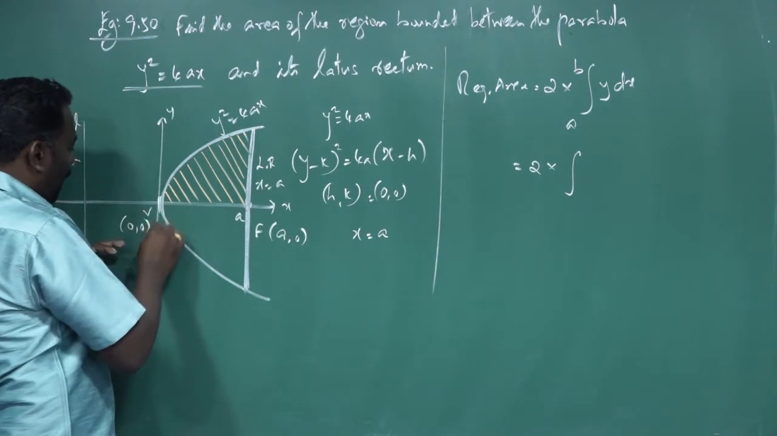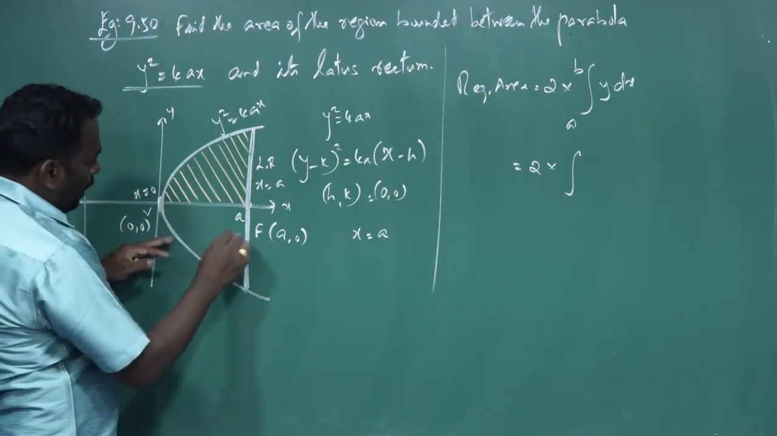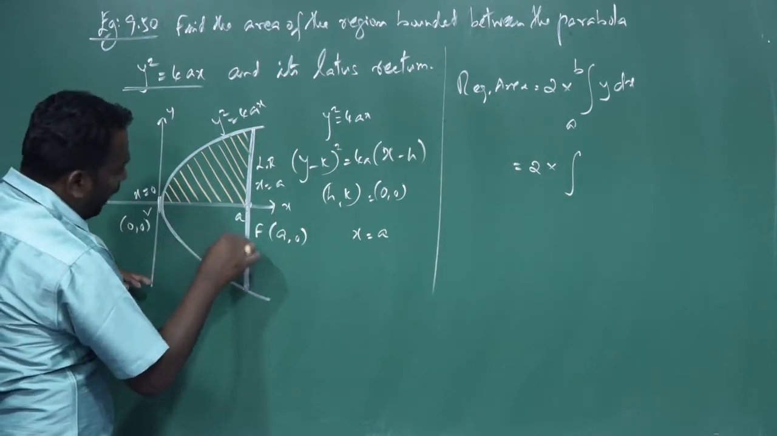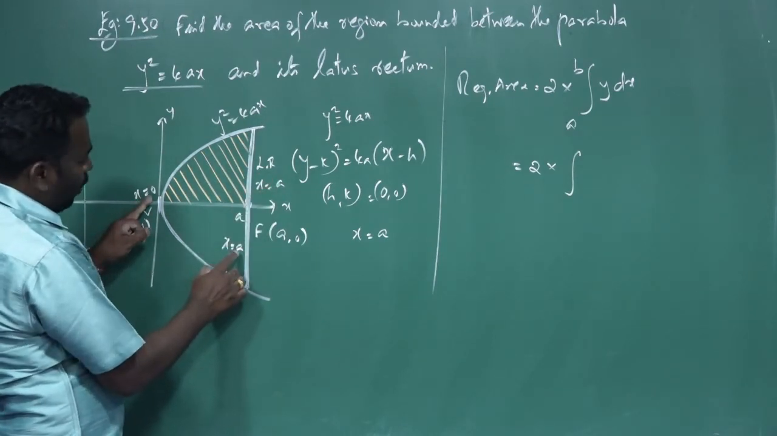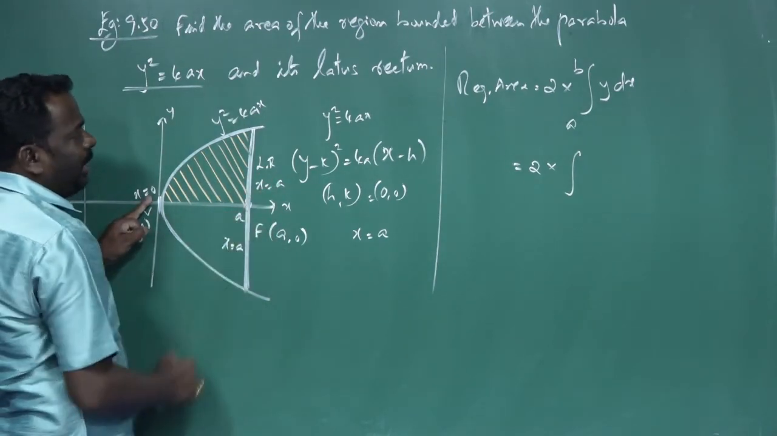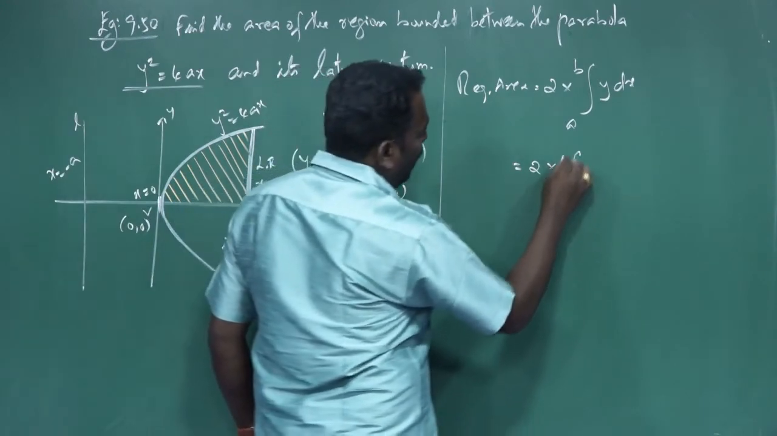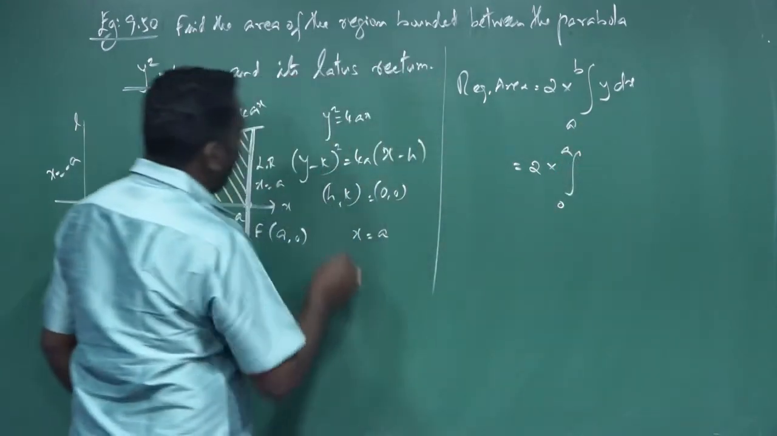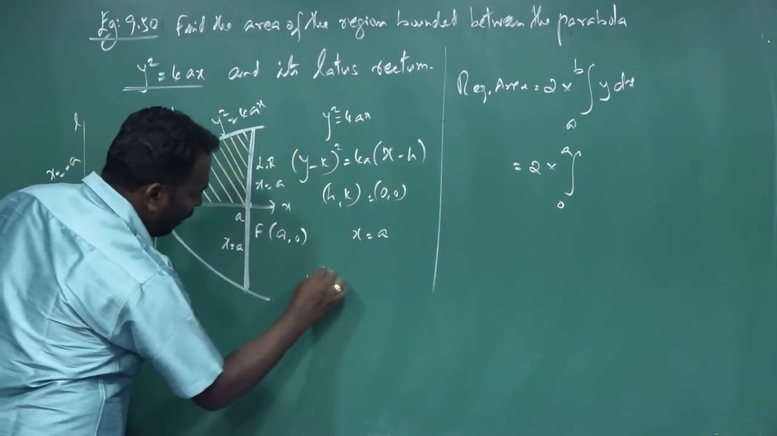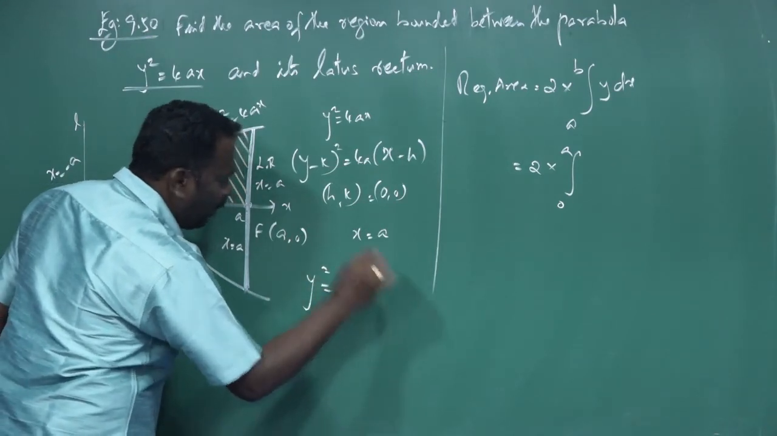One boundary is called the origin, that is x equal to 0. The other boundary is x equal to a. Therefore, 0 to a is the boundary of this area. Then y, what is y? The given equation, y square equal to 4ax, is called the parabolic equation.